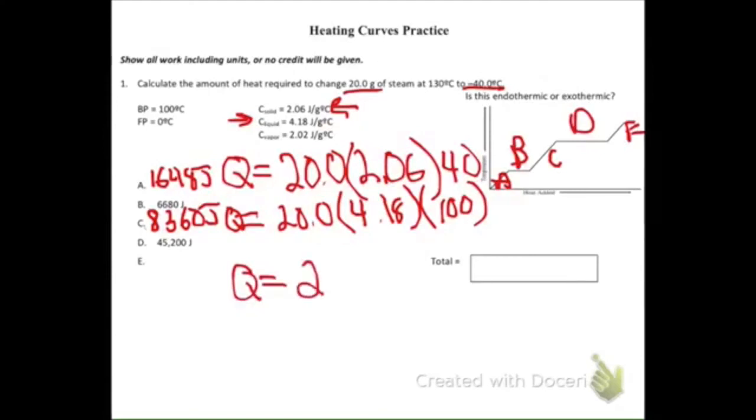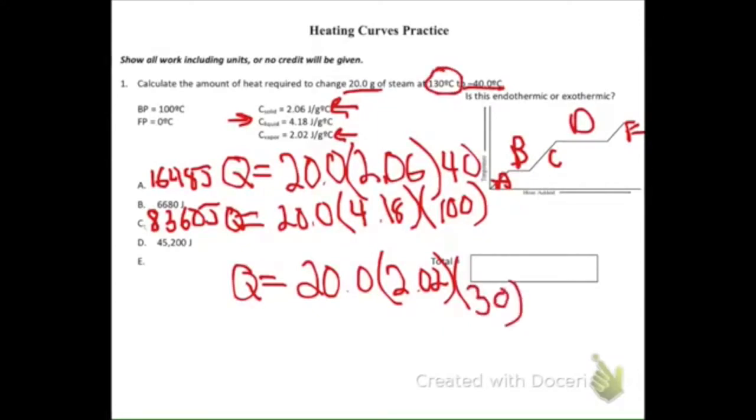Then E, we're going to do the last one, still Q equals MC delta T. Our mass is still 20. Now we are at a vapor, so we're using 2.02. Vapor is gas, for those of you who don't know. And then our temperature change: our starting point is 100, going up to 130, so a difference of 30 degrees. So times 20 times 2.02, and we get 1212.